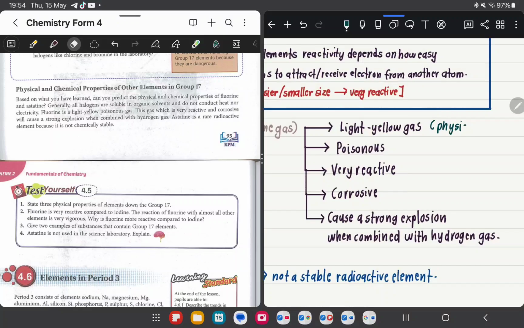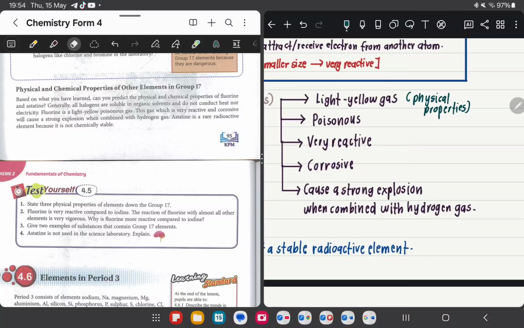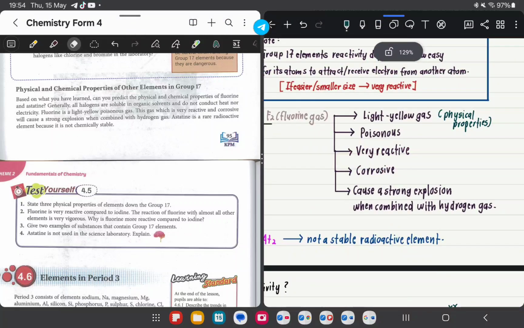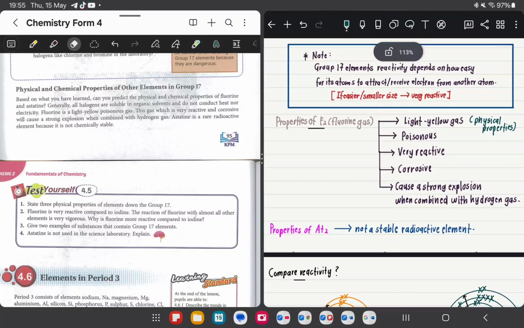That's why we didn't learn it, because our atmosphere itself has hydrogen gas. So when you test this in the lab or something like that, it can cause a strong explosion. So the next day I will meet you at the mortuary if you do that. So that's why we don't encourage doing any experiments about fluorine gas for SPM level.